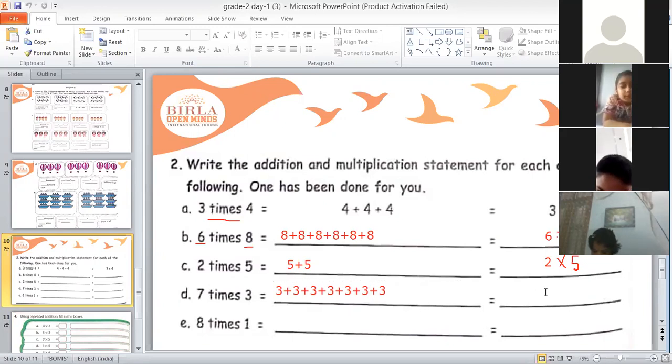Aslan, now tell me the multiplication sentence. 7 multiplied by 5? Not 5, no. 7 multiplied by 3. Yes, so this is 7 multiplied by 3. Or you can say 7 multiplied 3. That's correct. Ganesh, you tell me the answer for the last bit now.